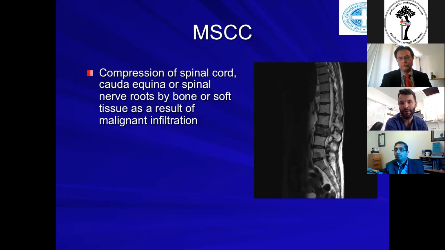But the psychology of the examiners is important as well. Your opening gambit is extremely important in any exam. When you're asked to define MSCC, you cannot waffle at the beginning. MSCC is simply the compression of the spinal cord, cauda equina, or the spinal nerve roots by bone or soft tissue as a result of malignant infiltration. But in plain English, MSCC is where tumour has spread, typically to the spine, and is causing compression to the neurological elements. You cannot have MSCC if the neurological elements are not being compressed.